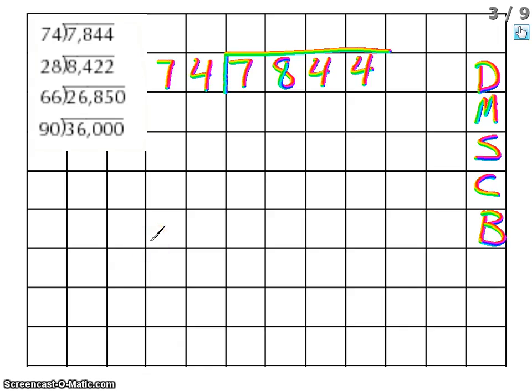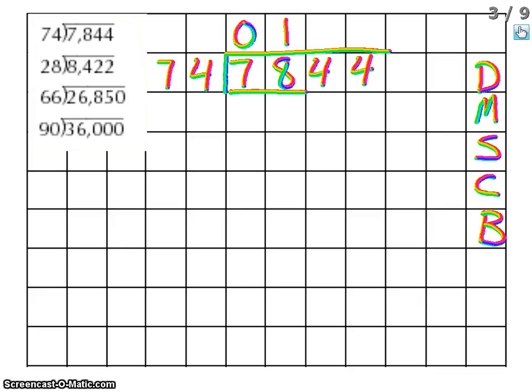So we're going to take a look at 7,844 divided by 74. My 7,844 would be my dividend, and my 74 would be my divisor. The first thing we want to do is look at 74 going into 7. You can see that 74 cannot go into 7, so we're going to put a 0 here. Now we're going to look at 74 going into 78. Now we know 74 can go into 78 just one time, so that's the dividing step.